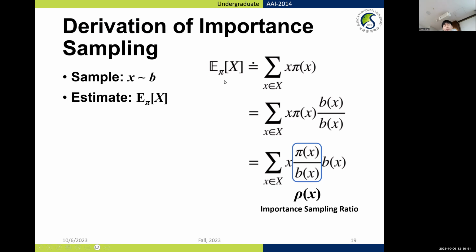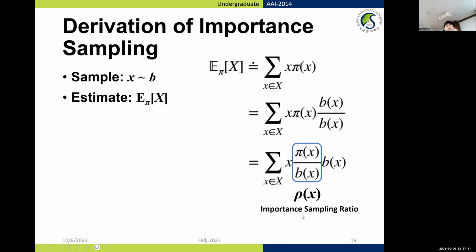What we can do is use the definition of the expectation. We write the expectation as x times pi(x). So this is a definition, right? Now we just multiply by b(x) divided by b(x). So it's a redundant value. Then we switch the position, put b(x) out and move b(x) to below the pi(x). So now we define this pi(x) divided by b(x) as rho(x).